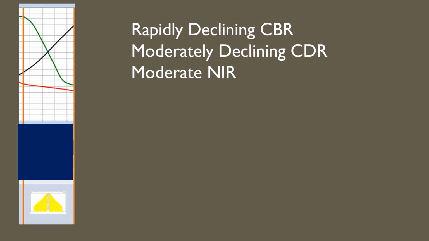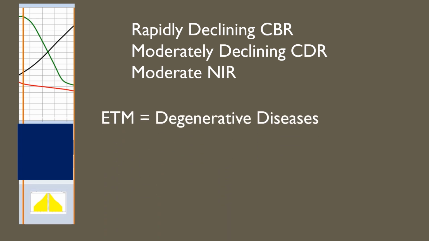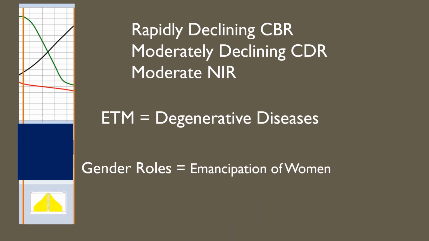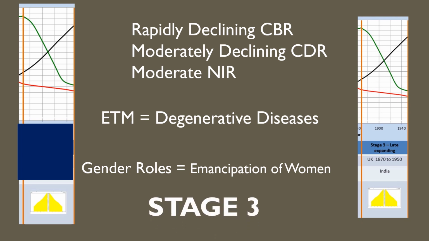So we obviously see the birth rates dropping. We see a decline in our death rates. We see a pretty moderate natural increase. What part of the epidemiological transition in this stage are we in? We start to see degenerative diseases such as cancer, diabetes. What are women's roles here? You start to see more women going to school and getting careers. Any guesses? Did you guys get it? It is stage 3. Late expanding, an example of stage 3 would be India.